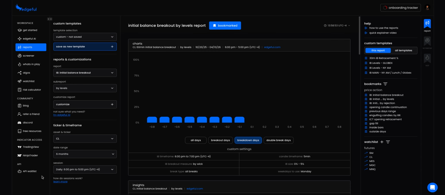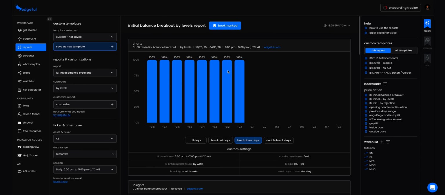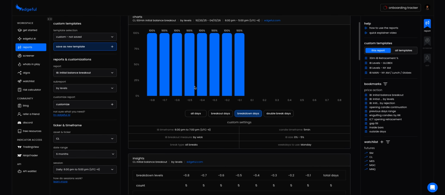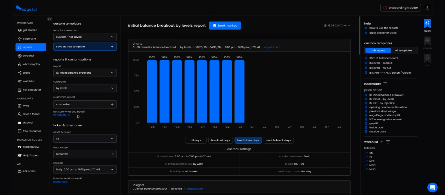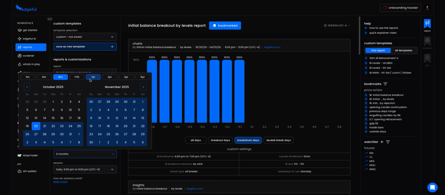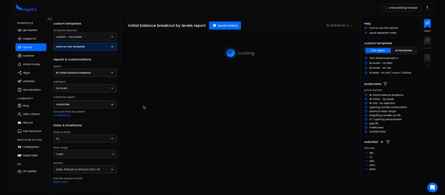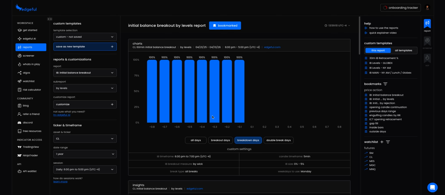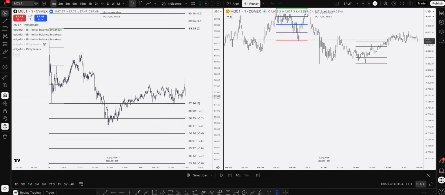It's using the daily range, which we want. And what's interesting here now is this is also showing 100% on all of them. 5 days worth of data. So is that a lot of data? Not really. Go to 1 year. So it's showing us pretty much the same thing, right? If I go back to the actual level here.